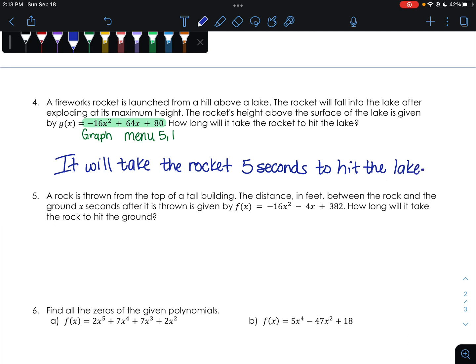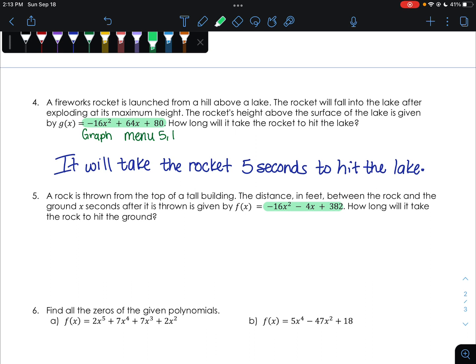Okay, next one. A rock is thrown from the top of a building. The distance in feet between the rock and the ground x seconds after it is thrown is given by f of x. How long will it take the rock to hit the ground? So we're going to do the exact same thing that we did on number 4. We are going to take our function that we're given. We're going to graph it. We're going to look for menu 5-1 and look for the zeros. Again, we only want the positive zeros because we are talking about time and we cannot have negative time.